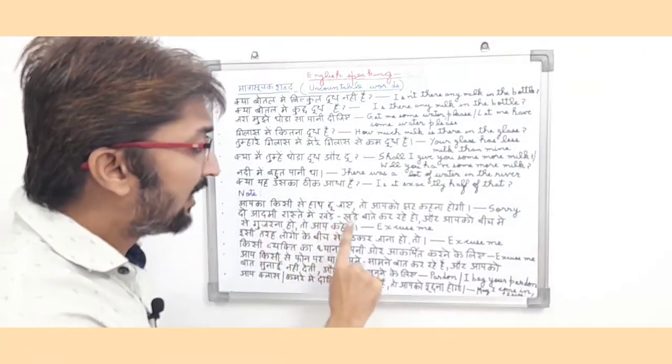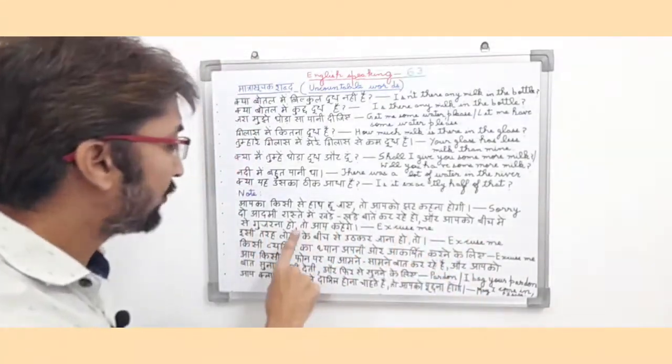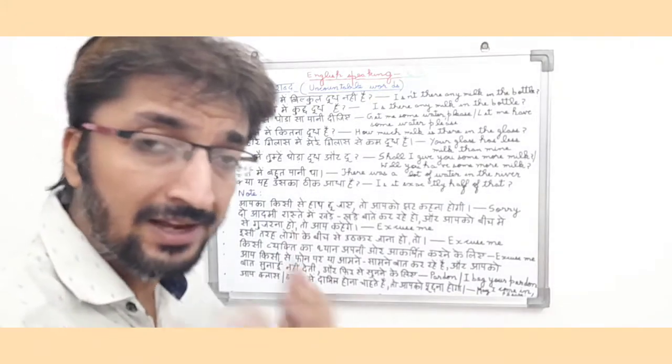दो आदमी रास्ते में खड़े खड़े बातें कर रहे हो और आपको बीच में से गुजरना हो तो आप कहेंगे एक्सक्यूज मी.